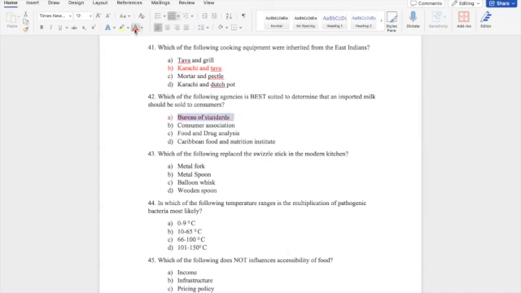All right, next 43. Which of the following replace the whizzer stick in the modern kitchen? So that will be wooden spoon.